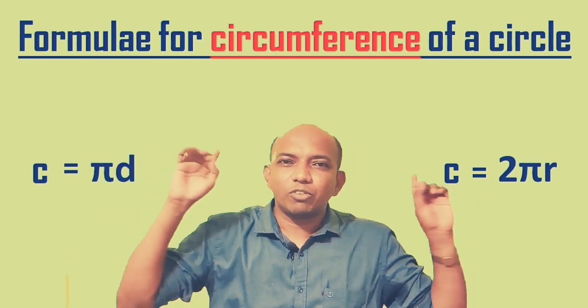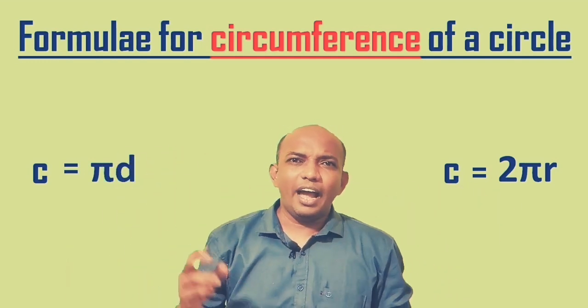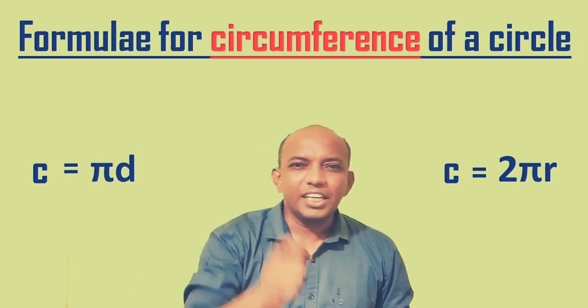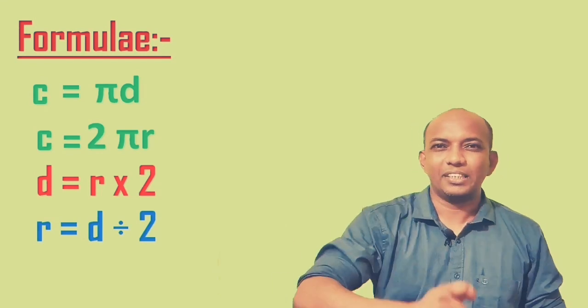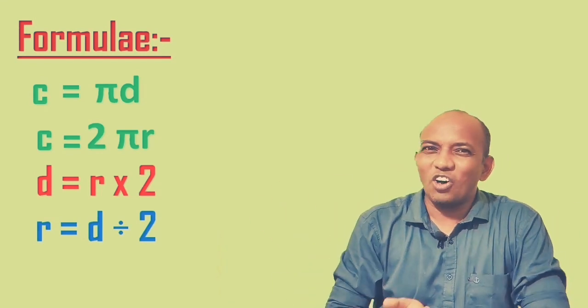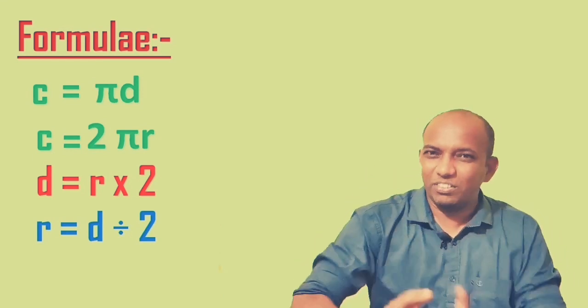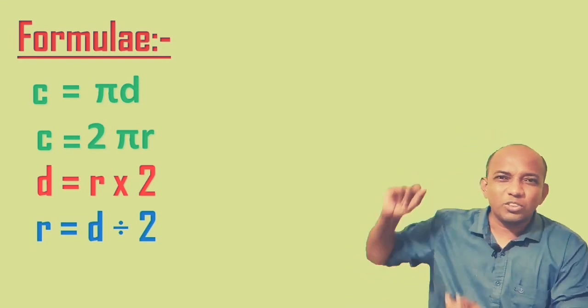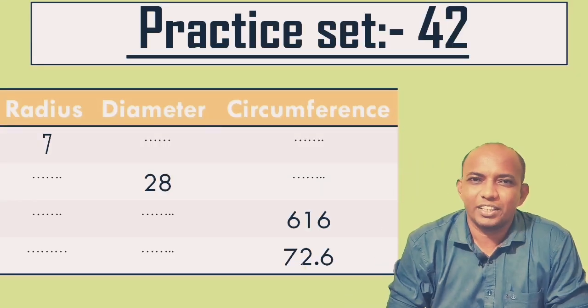So in this manner we have two formulae for circumference, and previously we learnt two basic formulae of the circle, that is d equals 2 into r and r equals d divided by 2, that is diameter divided by 2. And using these four formulae, we are going to solve our first problem set of this exercise, and let's move on to solve it.